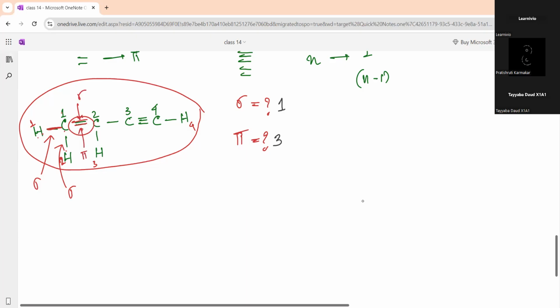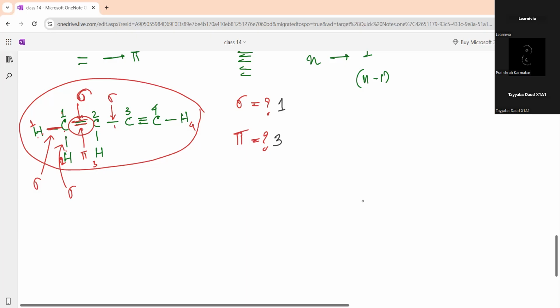Now carbon 2 and carbon 3 are sharing how many bonds? One. So the bond between carbon 2 and carbon 3 would be sigma or pi? It's sigma.